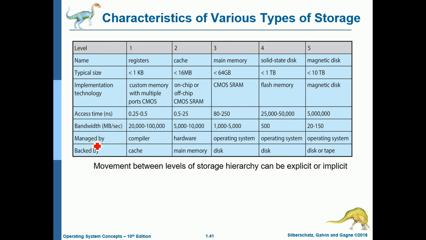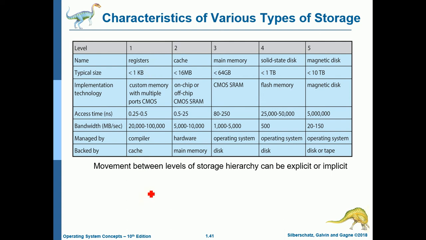Registers are managed by the compiler, cache is managed by the hardware, main memory is managed by the operating system, and the SSD and magnetic disk are also managed by the operating system. Registers are backed up by cache, cache is backed up by main memory, main memory is backed up by disk, and the solid state disk or magnetic disk is also backed by disk or tape. As you can see, what backs up a level is the next level beside it.